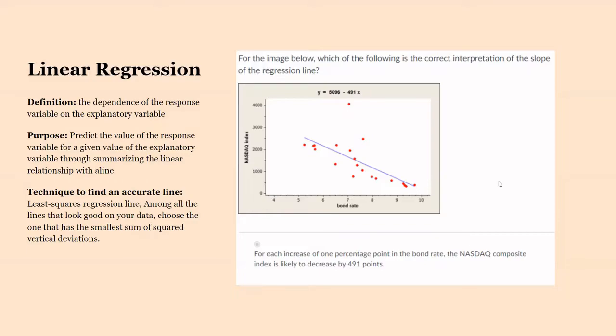Linear regression is the best fit line for a data set, which is basically like the slope. This is used so that we can predict the value of the response when given an explanatory variable.